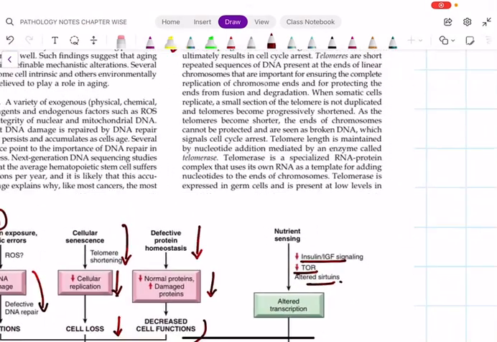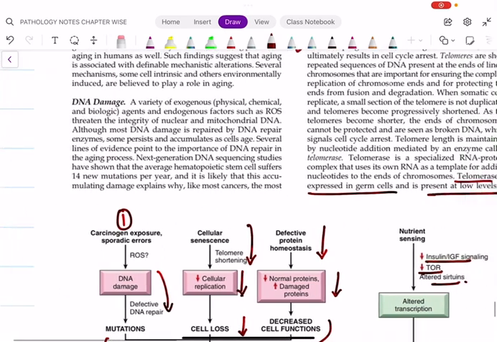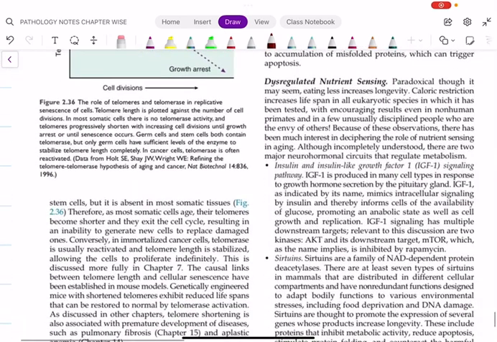Here comes the question. The enzyme telomerase is expressed in germ cells. It is present at very low levels in stem cells and almost absent in somatic tissue.